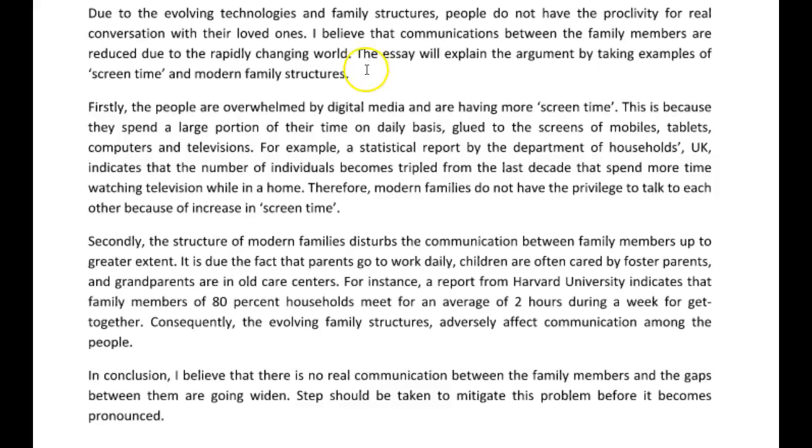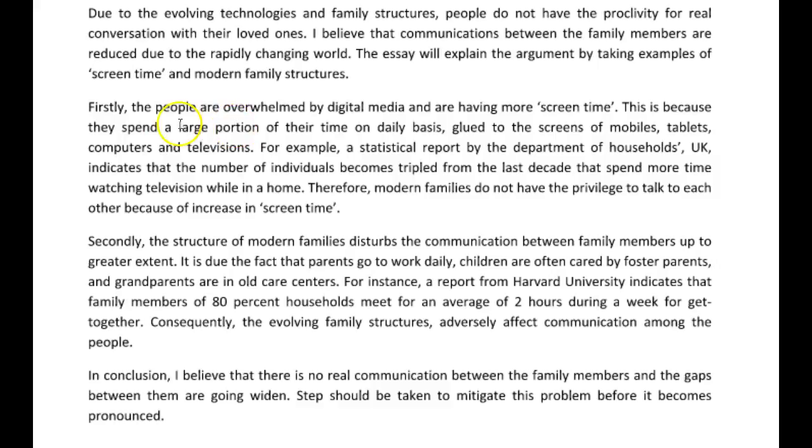I would also make these more specific. "This essay will explain arguments by taking examples from." So you're not taking examples from screen time. This is an abstract phrase that you're using to refer to the amount of time people spend on their screens. So you would have to say here, "this essay will support arguments by considering the amount of time that people spend staring at screens or using technology and changes to modern family structures."